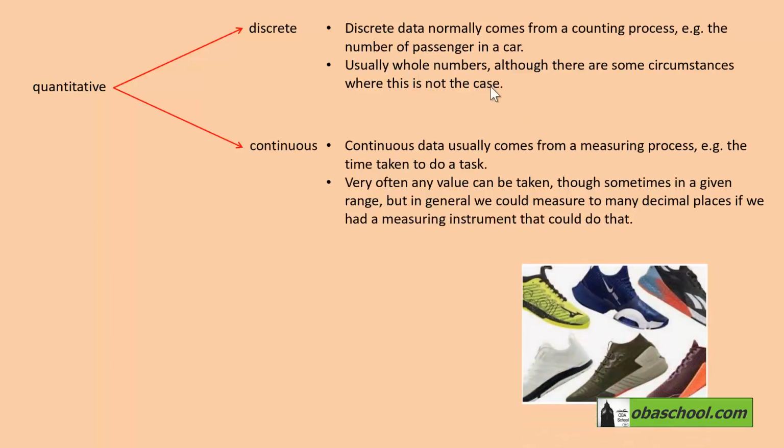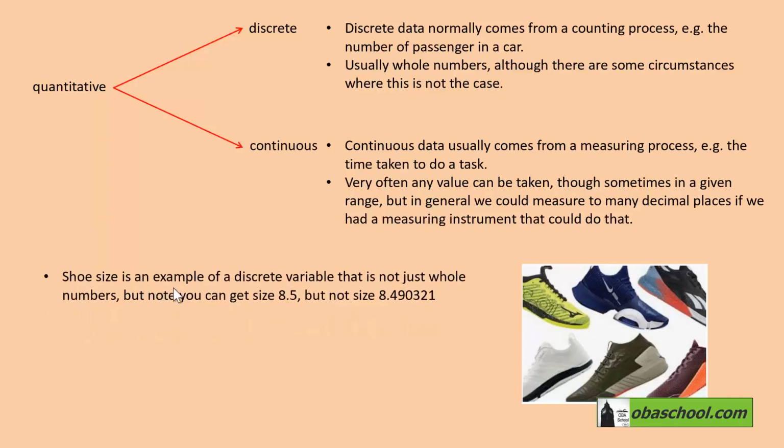So I mentioned we'd look at a case where discrete data isn't whole numbers. Shoe size is an example of a discrete variable that is not just whole numbers. But note that you can get size 8.5, but not size 8.490321. The actual length of the foot, however, something that you would measure, is continuous. So foot length is continuous, but the shoe size you take is discrete.